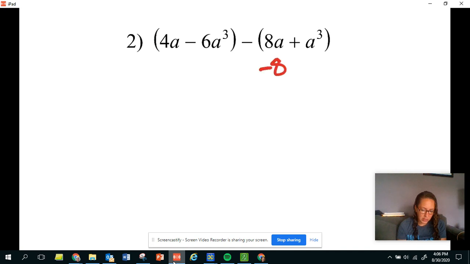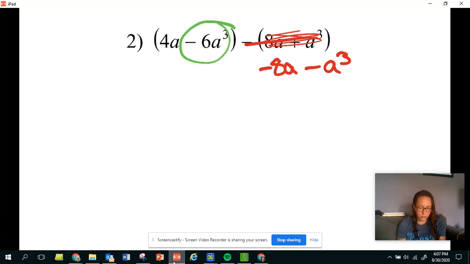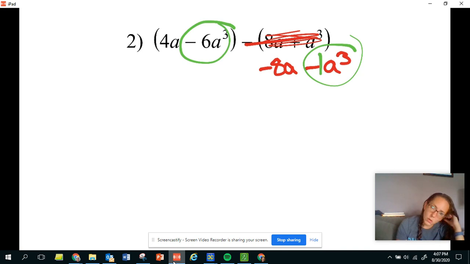So I'm going to change that to a -8a and a -a cubed. That goes away. And then generally you start with the variable with the biggest exponent. So I'm going to start with a cubed. And if there's no number in front of the variable, it's essentially like having a 1 there. So to help yourself out, I suggest that you write in a 1. But anyway, -6 and -1 is going to give me -7a cubed.